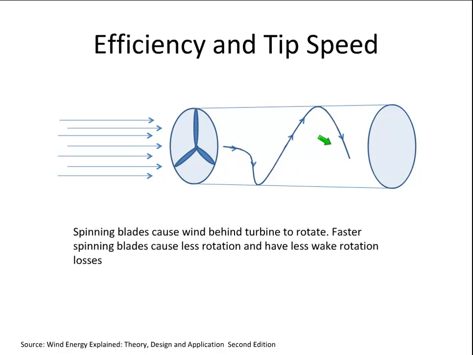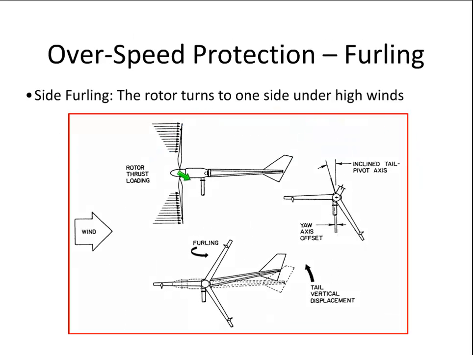And thus, they have less losses from what we call wake rotation, or putting energy into that. So more energy is being taken by the blades, less being put into spinning the wind behind it. So we can see this is basically an explanation of why a higher tip speed ratio has higher efficiency. Let's move on a little bit.